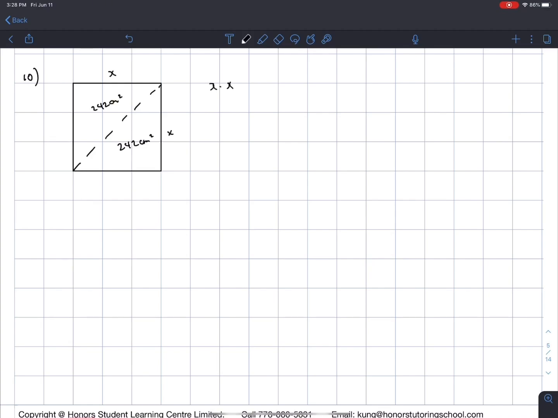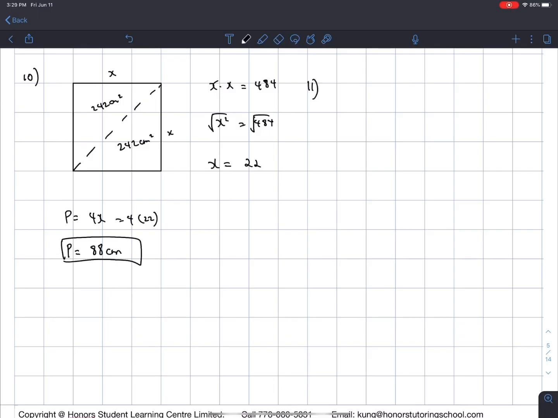So x times x equals the total area of the square, which is 484, just 242 plus 242. So x squared equals 484, and then we square root both sides. We should get x equals 22. You can just type that into the calculator. The square root of 484 is 22. The question is asking for the perimeter. Perimeter is 4 times x. So this is 4 times 22, and we get perimeter equals 88. And this will be in centimeters.